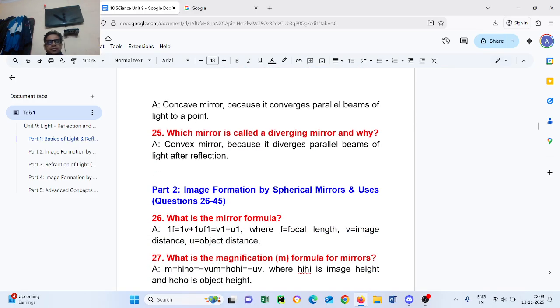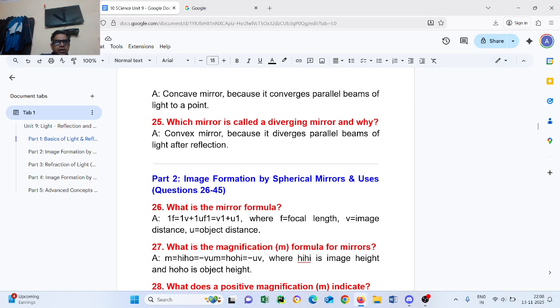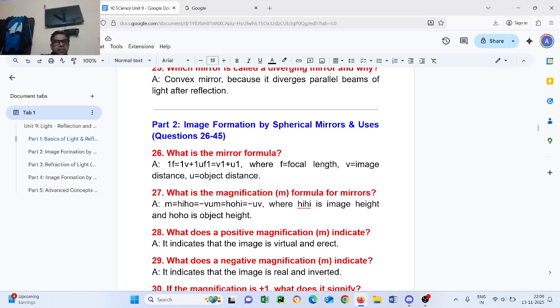Now part 2: image formation by spherical mirrors and uses. What is the mirror formula? 1/f = 1/v + 1/u, where f is the focal length, v is the image distance, and u is the object distance. What is the magnification m formula for a mirror? m = hi/ho, where hi is the image height and ho is the object height.